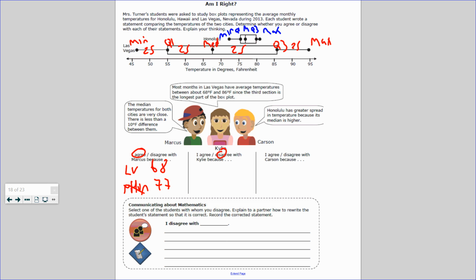Honolulu has a greater spread in temperature because its median is higher. But first of all, the spread is only from 73 to 82. The spread is really short because if you've ever been to Hawaii or any Caribbean islands, it's always the same temperature. It's always a nice tropical temperature. It doesn't get really hot or really cold. Like Las Vegas in the wintertime gets really cold, but in the summertime, it's really hot. So I disagree with that statement, and that is how to compare box plots.